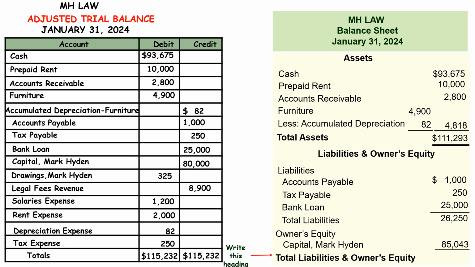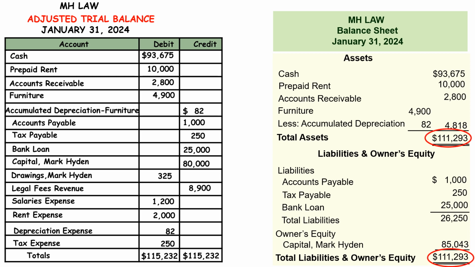And now we are going to total our liabilities and owner's equity. So the liabilities and the owner's equity will be totaled. Now the creditors' claim of $26,250 plus the owner's claim of $85,043 will total to $111,293.